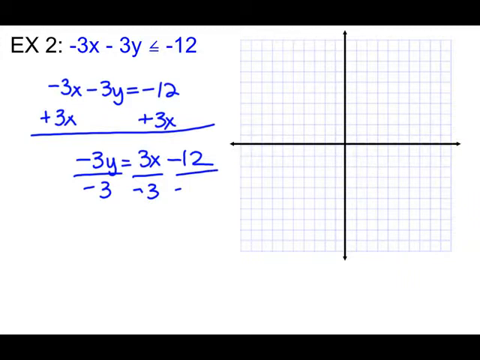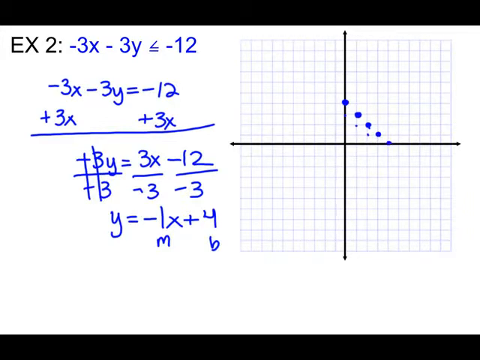The negatives cancel, the 3's cancel, I get y equals 3 divided by negative 3 is negative 1x, or just negative x. 12 divided by 3 is 4, and a negative divided by a negative is a positive, so it's negative x plus 4. I go to my graph and I'm going to begin at 4. The slope is negative 1, so it's going to go downhill: down 1, over 1, down 1, over 1, and so on. And now I'm going to graph it.